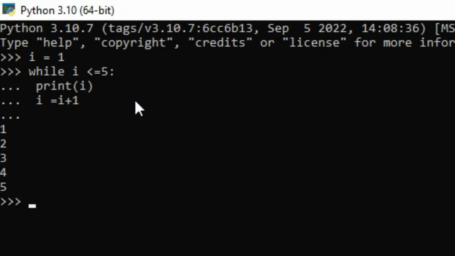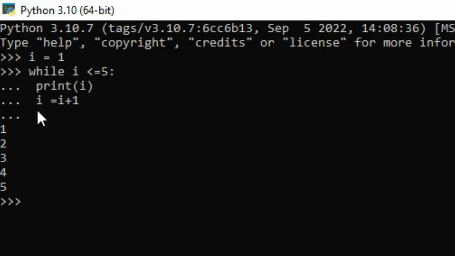These are while loops, and if you can pay attention to what I wrote up here, it says i equals 1, and then it says notice the indentation also. This is with this i equals 1, and then you enter, and this is on the same line. While i is less than or equal to 5 colon, and then you enter, and then you indent right here.